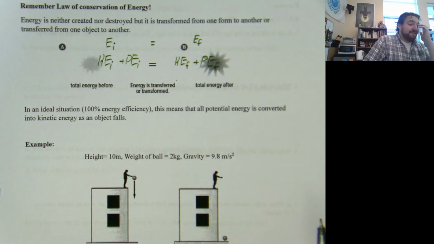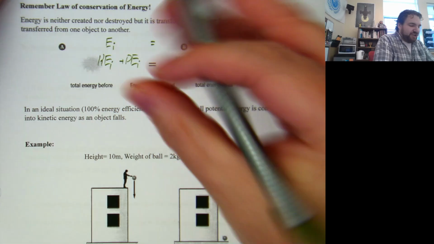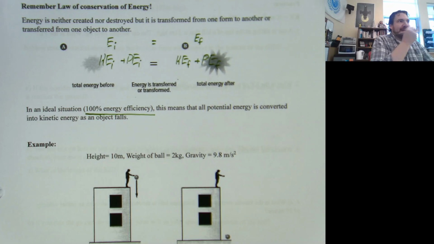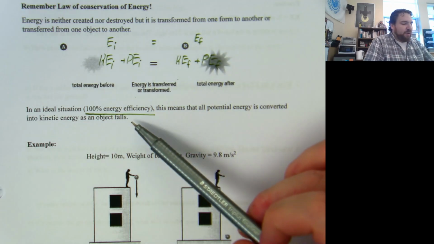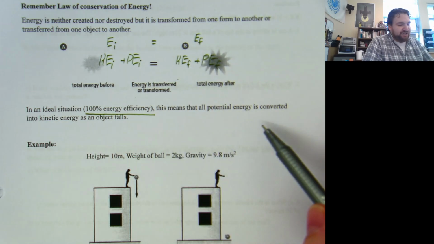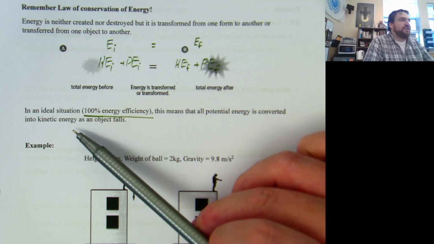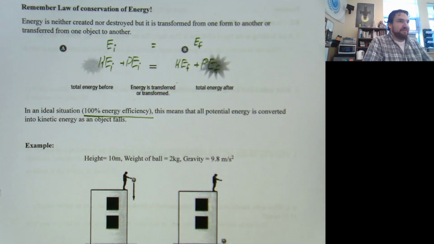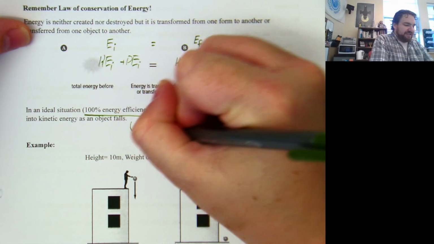So let me do an example of this. In an ideal situation, no situation is ideal, but in an ideal situation, we're going to talk about 100% energy efficiency. What that means is all potential energy is going to be converted into kinetic energy as the object falls. Is this realistic? Jedediah says no. Jedediah, you are correct. This is not realistic. Why not?